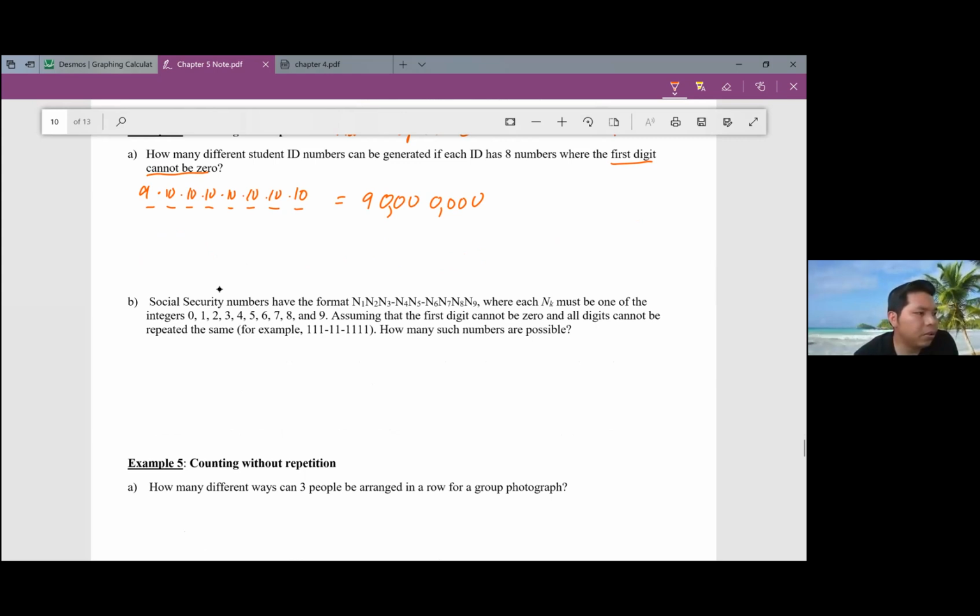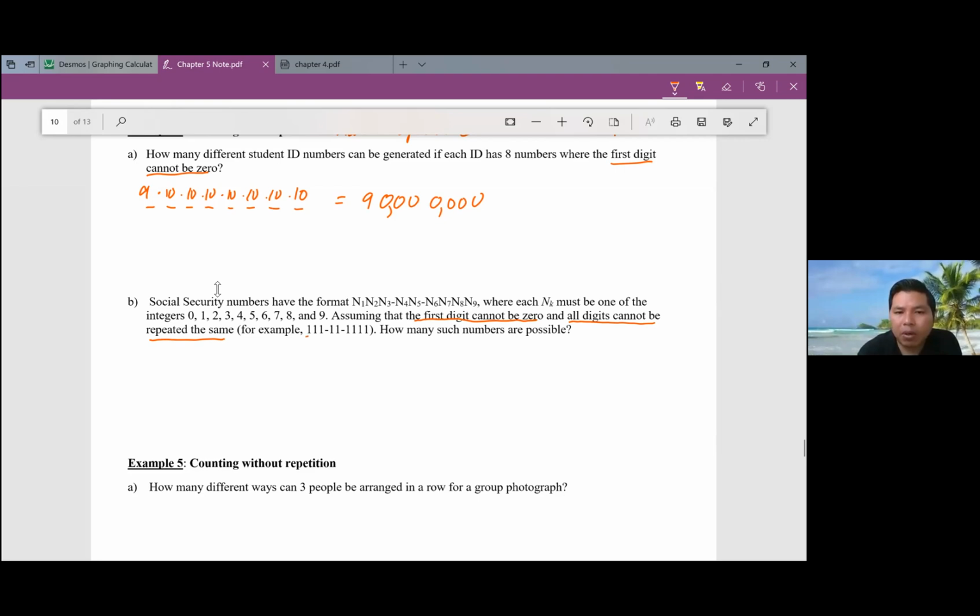All right, a social security number has the format N1, N2, N3, N4, N5, N6, N7, and 9. So technically, it's going in order of 3, 2, and 4. All right. So each of the options can be represented by an integer 0 to 9, assuming that the first digit cannot be 0, right? The first digit cannot be 0, and all digits cannot be repeated the same.